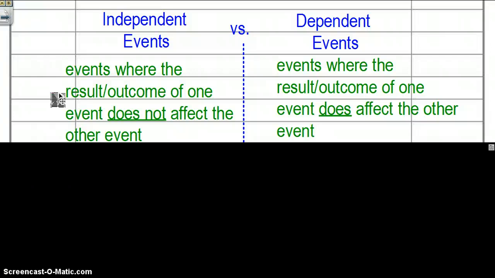Now dependent events, on the other hand, are events where the result or outcome of one event does affect the other event. So if you have a set of cards and you pick one card out of the deck and you do not replace it, it affects how many cards there are. If there were 52 cards total, you picked the first one, you did not replace it, now you only have 51 cards left. So it's saying that whatever I did the first time will change what could happen the second time. The big word for that is without replacement, and you'll see that as we move on.